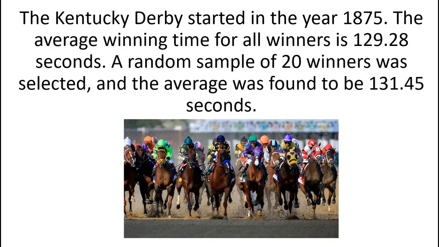The sample is the selected 20 winners. The statistic here is the 131.45, the average running time of the 20 selected winners. The appropriate notation and value are x bar is equal to 131.45. Pause the video here and try part B and C on your own.